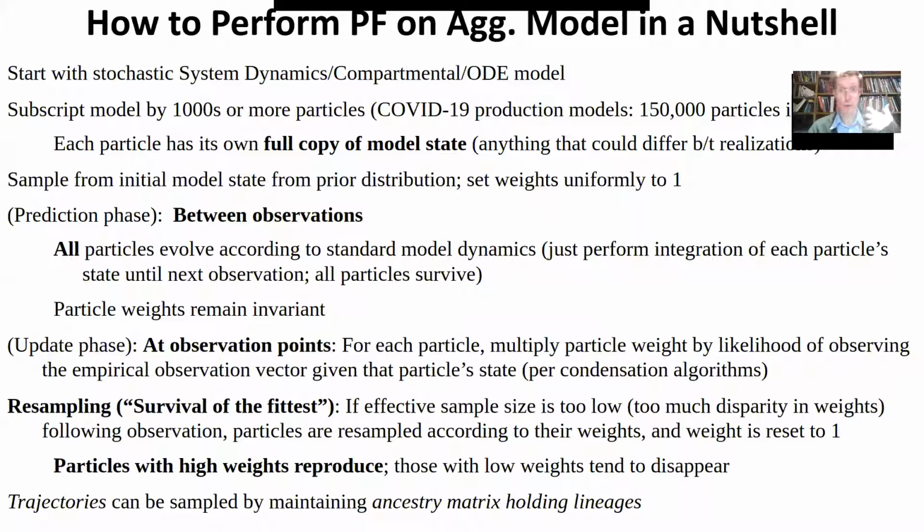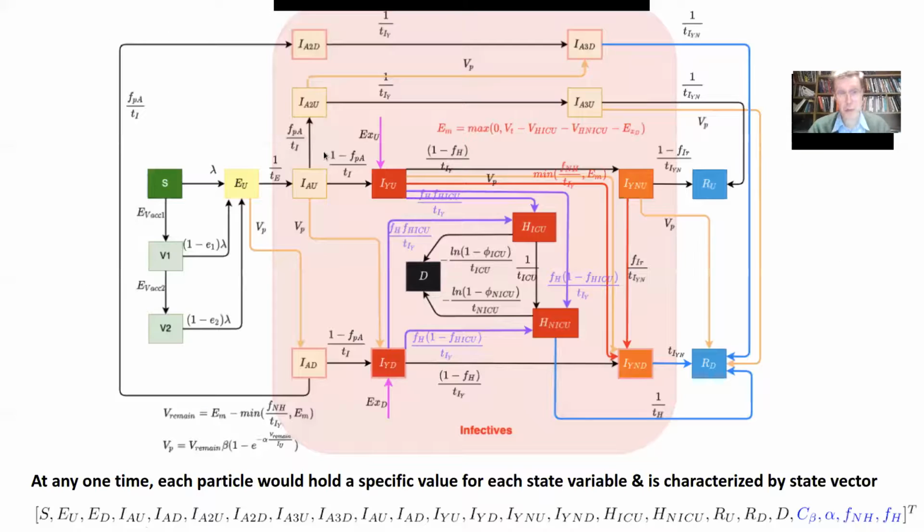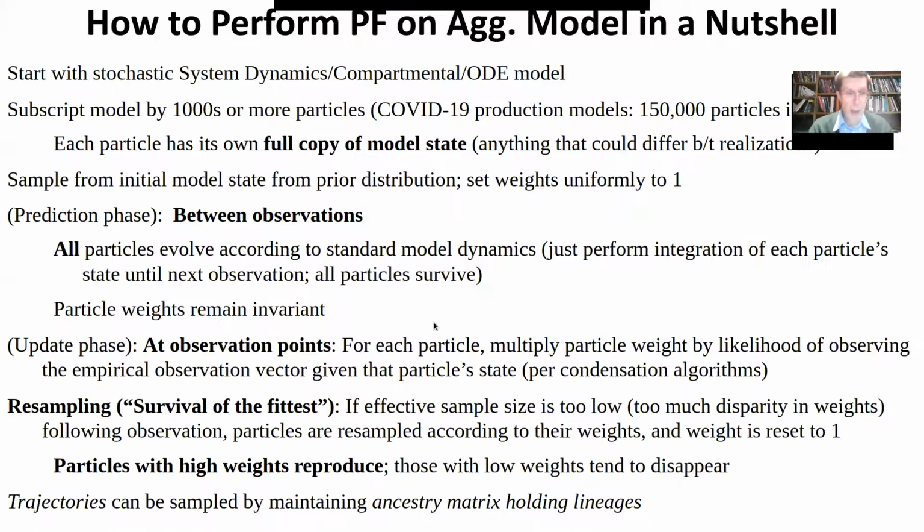So in a little bit more detail yet, we take this model and we subscript it by particles. And in our runs, we routinely have 150,000 particles for our production quality models if they're aggregate models and not regionally stratified, which would need more. And each particle has its own copy of the state. Between observations, those particles each run in solitude going forward. But at observation points, there's an accounting that has to be done.